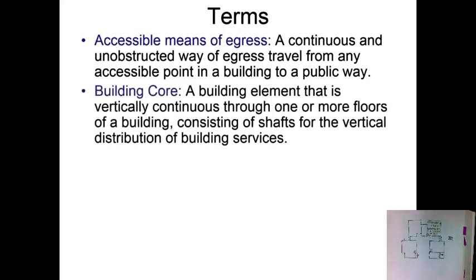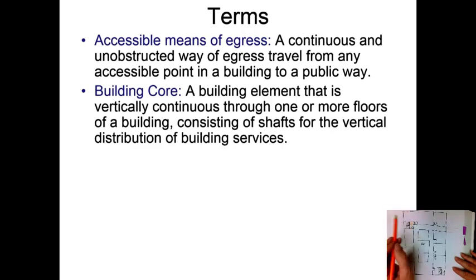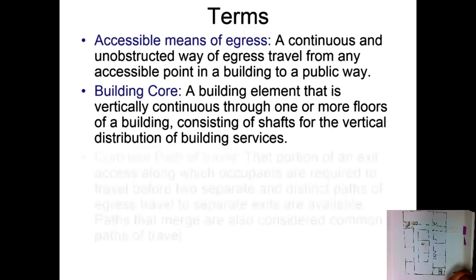Then building core: a building element that is vertically continuous through one or more floors of a building, consisting of shafts for the vertical distribution of building services. So let's say we have this building here, and we've got this stairway that could be continuous up many floors. Or we have a bank of elevators here, and it's a continuous shaft that goes all the way up. That is a building core. It could be an electrical core, all different types of items, plumbing that has to go vertically from one floor to another.